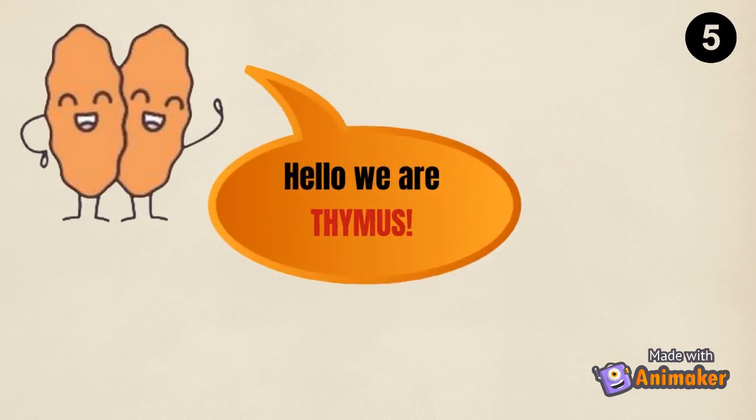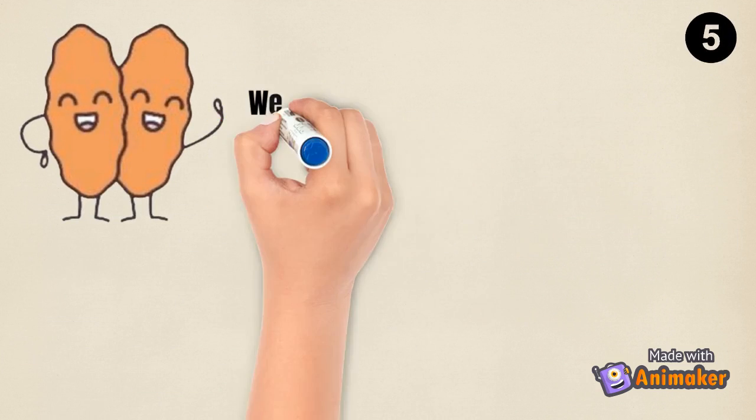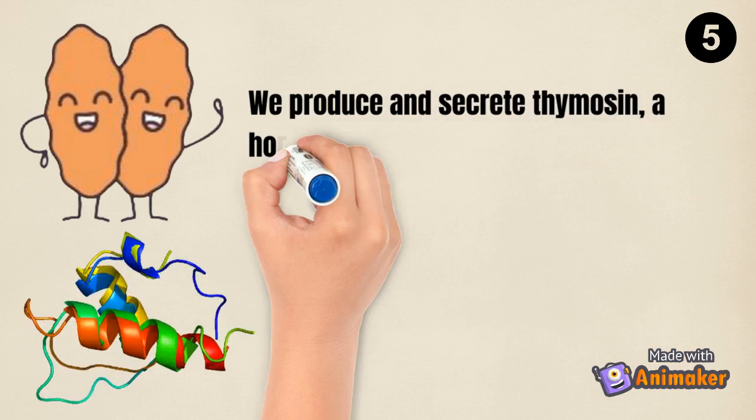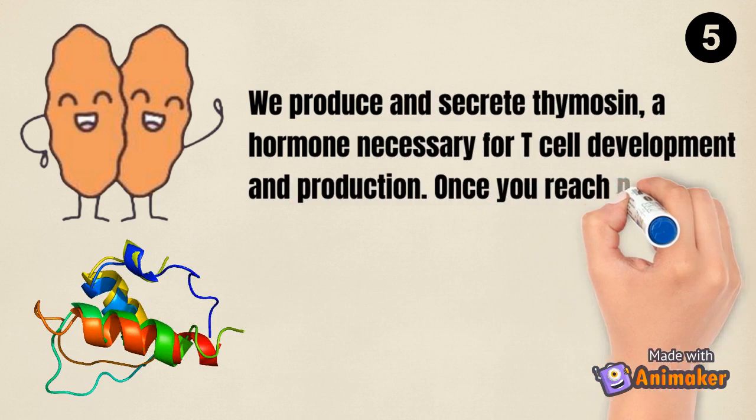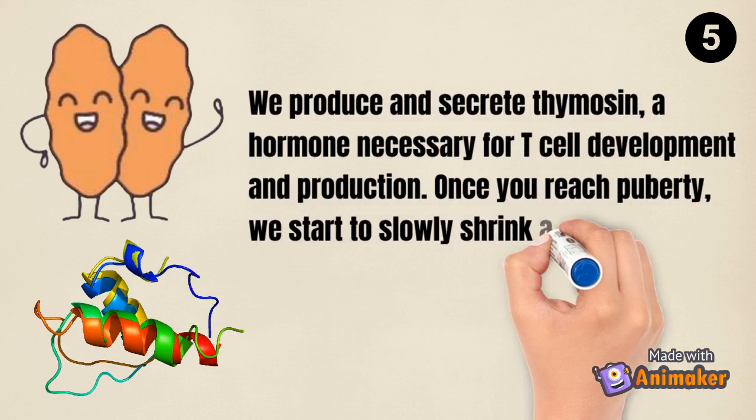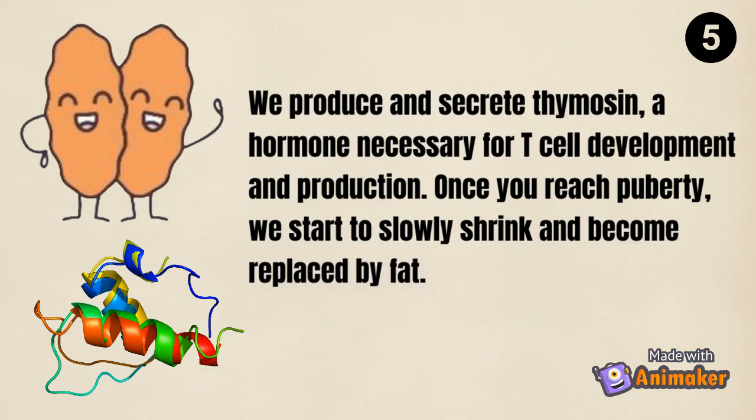Fifth, hello, we are thymus. We produce and secrete thymosin, a hormone necessary for T-cell development and production. Once you reach puberty, we start to slowly shrink and become replaced by fat.